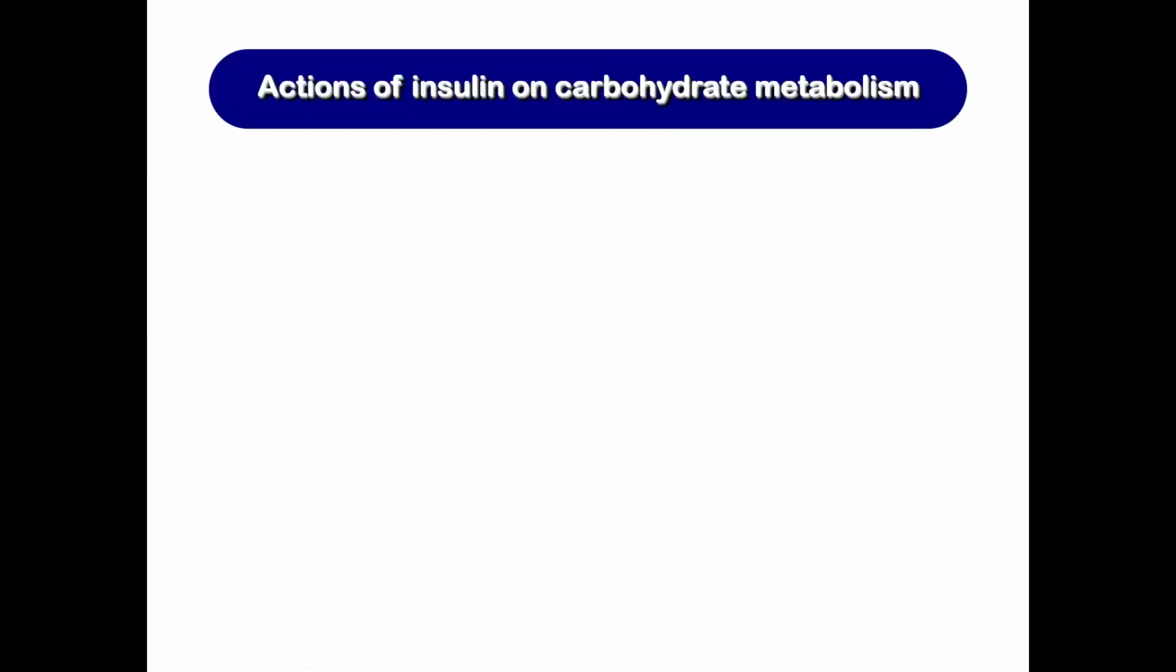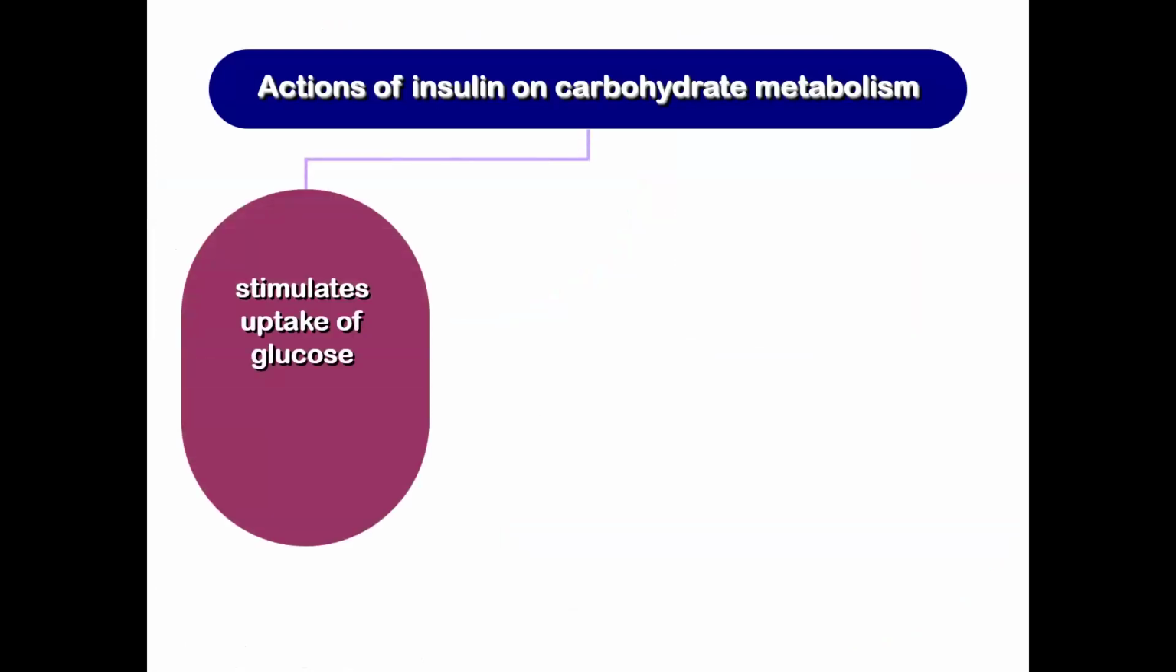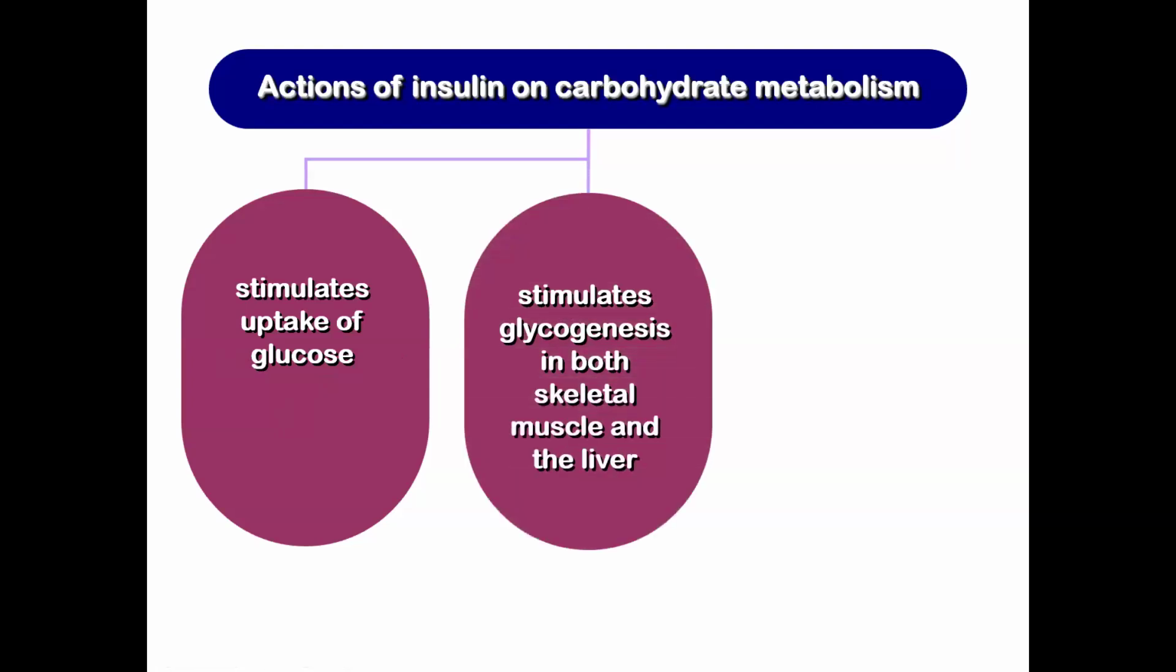So first we will focus on the insulin and the action of insulin on carbohydrate metabolism. The insulin will decrease the blood glucose level. And how does it decrease the blood glucose? It will stimulate the uptake of glucose into the cells. The glucose from the blood will enter inside the cells. And it will stimulate glycogenesis. Genesis means synthesis, production, and glycogenesis means synthesis of glycogen. So insulin stimulates the enzymes which are responsible for the synthesis of glycogen. So the glycogenesis process is stimulated.